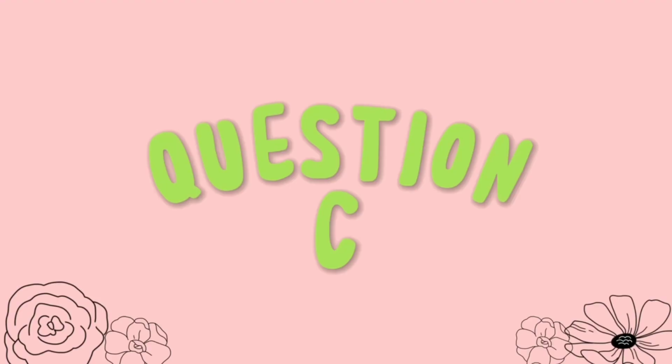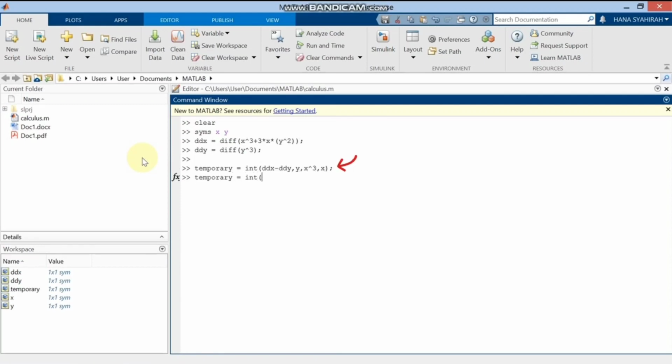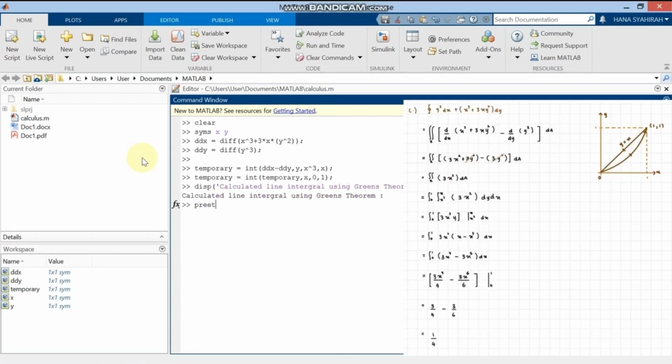Next, we move to question C, which is calculating the line integral by using Green's theorem. From the equation, we know the lowest limit is y equal to x power of 3, and the max is y equal to x, and the lowest limit for x is 0, and the max is 1. From the information, we just need to put it in the coding, and then we got the answer 1 over 4.